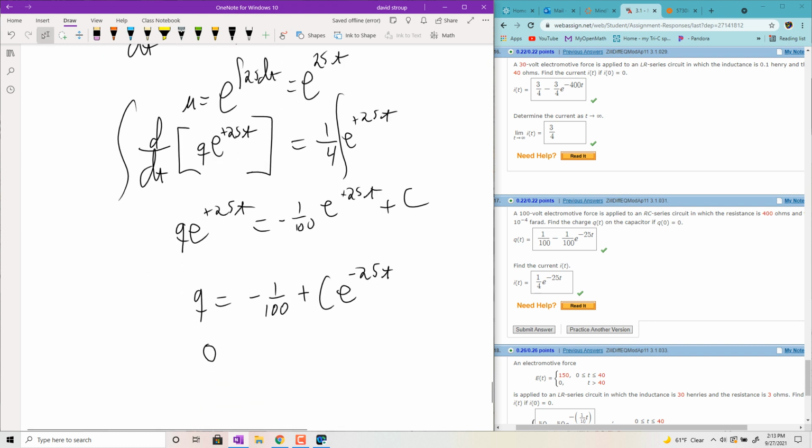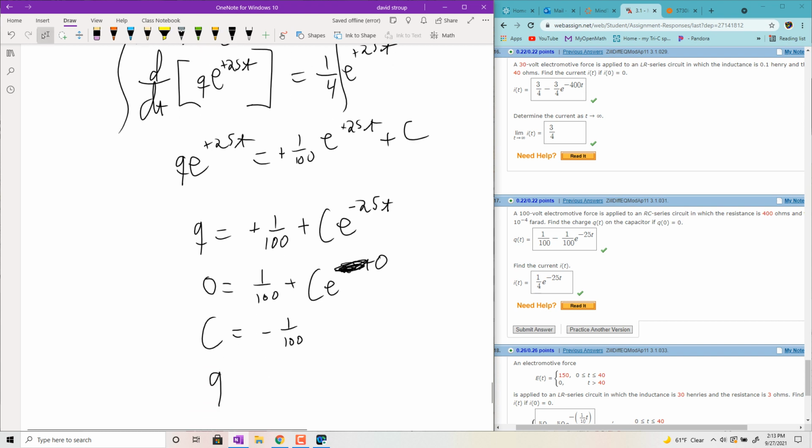Then when you integrate, you'll have a factor of 1/25 times 1/4, which is 1 over 100th. And then you'll have positive here, and then q of 0 is 0, so 0 is 1 over 100 plus c e to the negative 25t. And putting in 0 for t, you just get 0 there. So c would end up equaling negative 1 over 100. And so finally, substituting in, q is 1 over 100 minus 1 over 100 e to negative 25t.